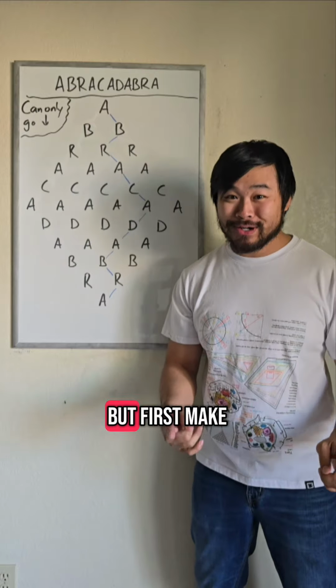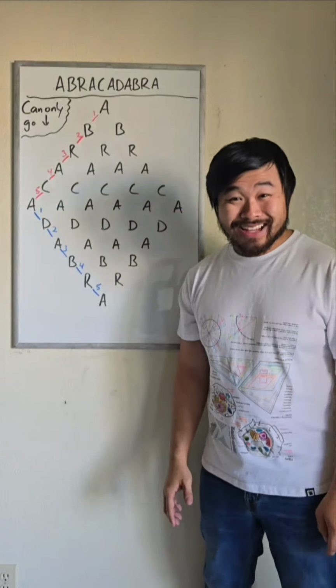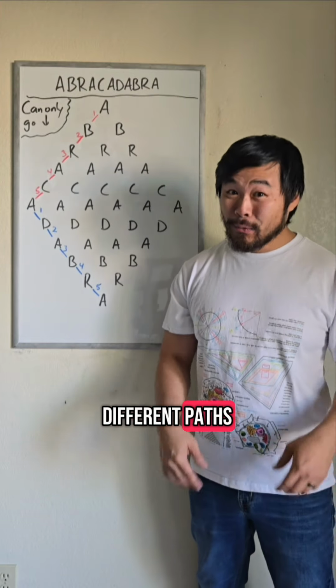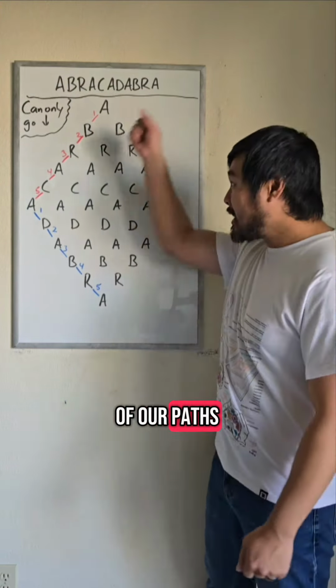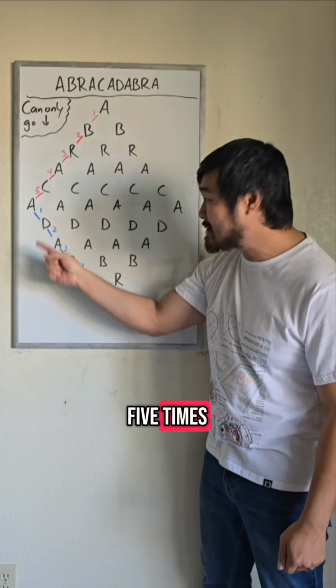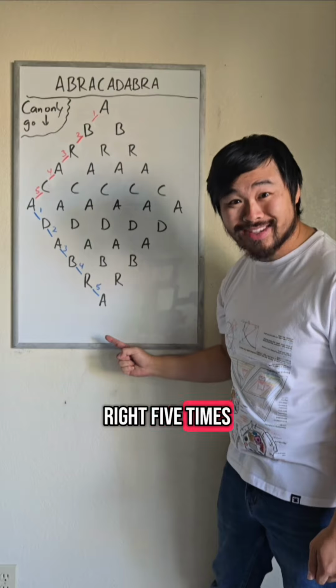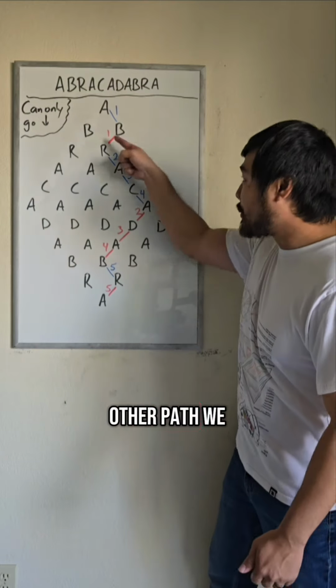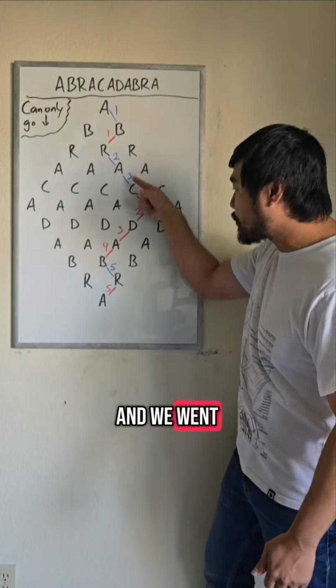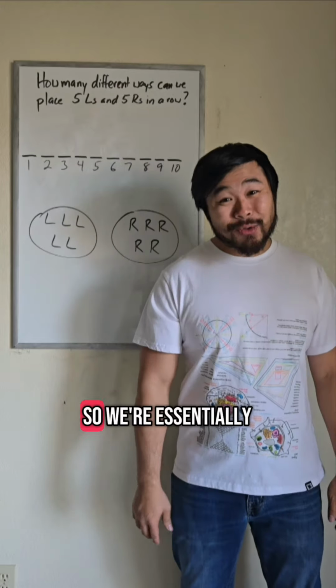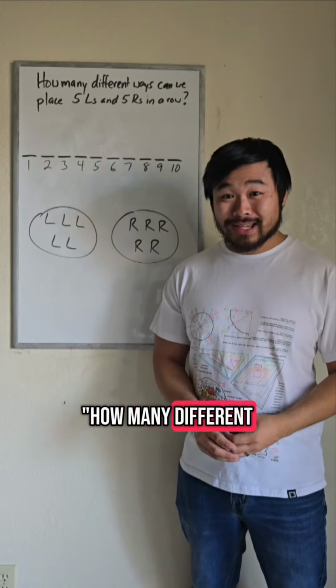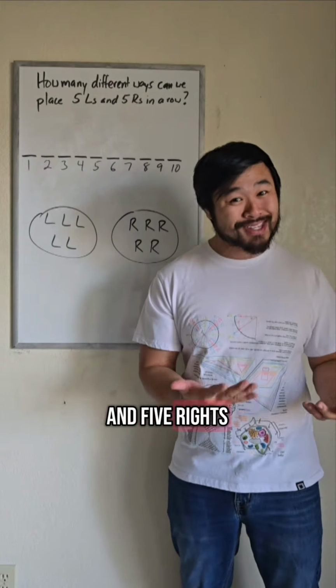Let's find out, but first, make an estimate. Now, if we try a couple different paths, one may notice that in all of our paths, in total we are going to the left 5 times, and we are going to the right 5 times. Here was our other path. We went to the left 5 times, and we went to the right 5 times. So we're essentially asking, how many different ways can we place 5 lefts and 5 rights in a row?